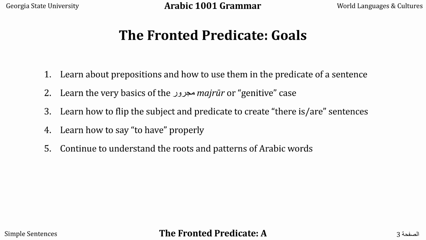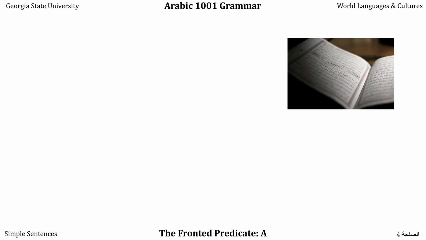to learn the very basics of what's called the majrur or genitive case, to learn how to flip the subject and predicate to create there is, there are sentences, to learn how to say to have properly, and to continue to understand the roots and patterns of Arabic words. Let's begin where we often begin, with our book.